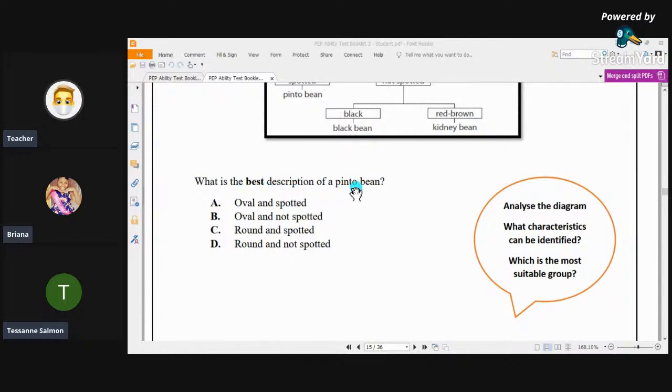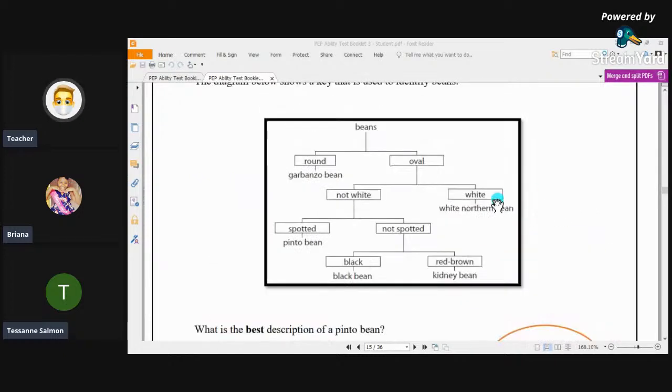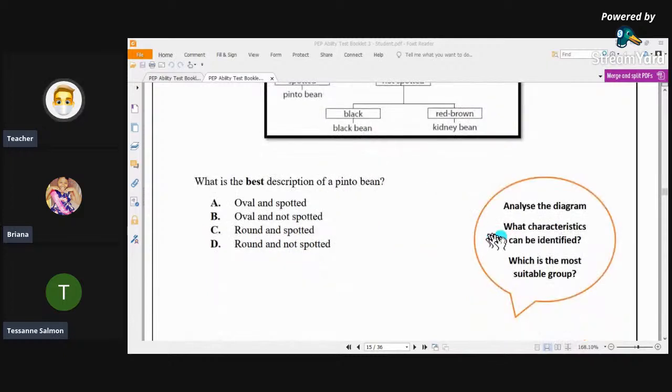Notice they're using the word best here. Description of a pinto bean. Let's look at what they say we need to do. Analyze the diagram. So we're not just going to look at it one time. We have to go through the different things and look at the different relationships and the different connections between the elements there, right? What characteristics can be identified? Which is the most suitable group? All right, so let's look. Pinto bean, best description. Is it A, oval and spotted, B, oval not spotted, or is it C, round and spotted, or D, round and not spotted?